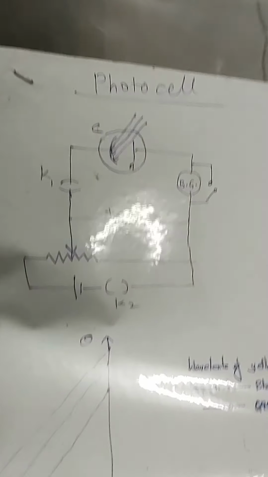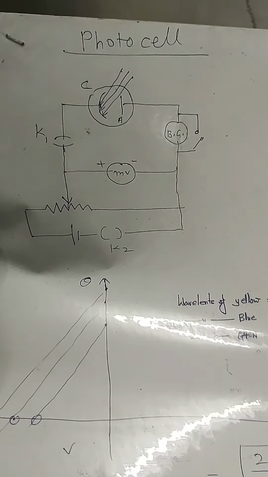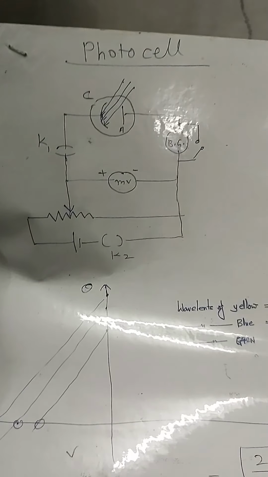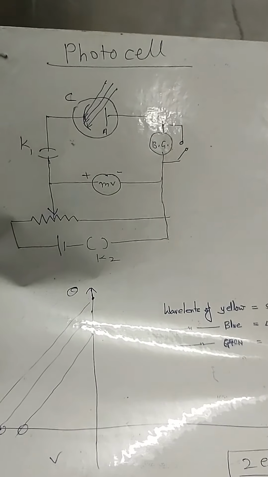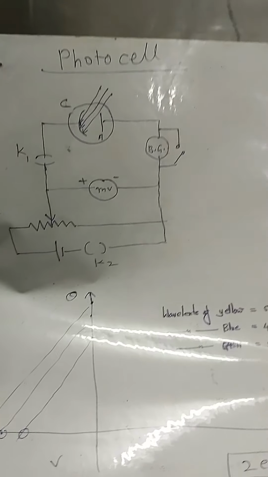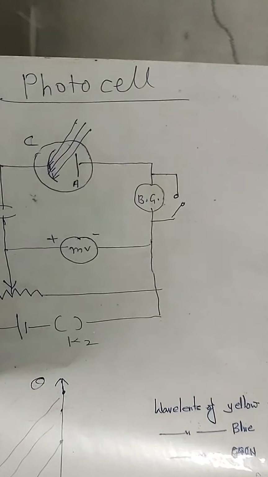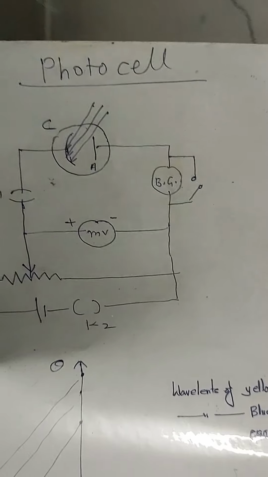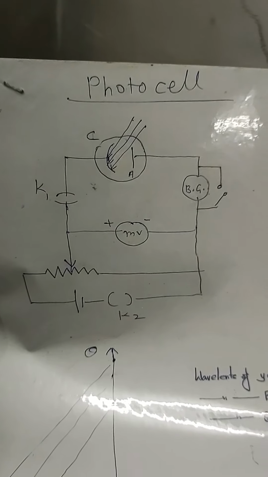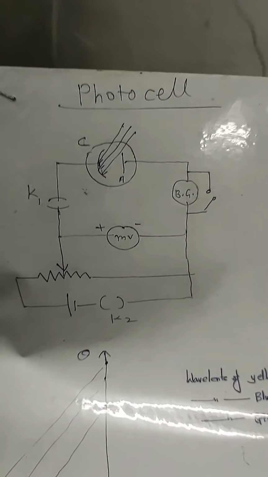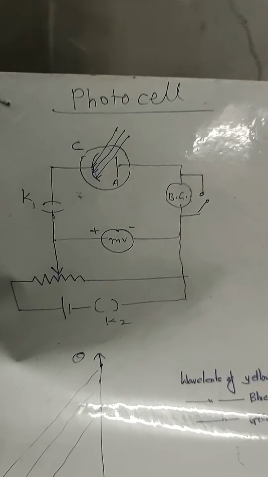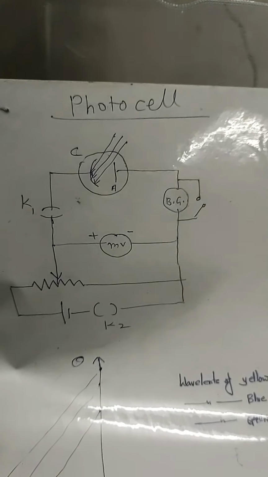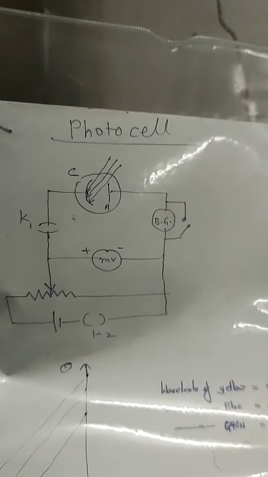Now the circuit required for this experiment consists of C as the cathode of a photocell and A as the anode of the photocell. Then a ballistic galvanometer is connected, and a millivoltmeter is required, a rheostat, single-way keys K1 and K2, and a battery eliminator.